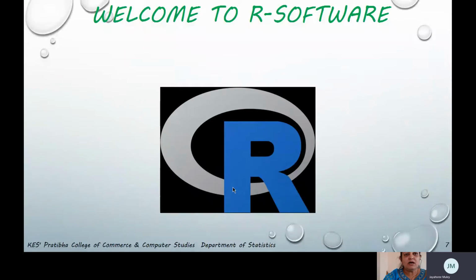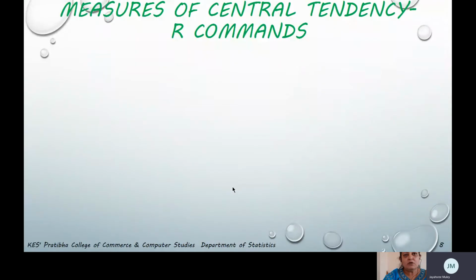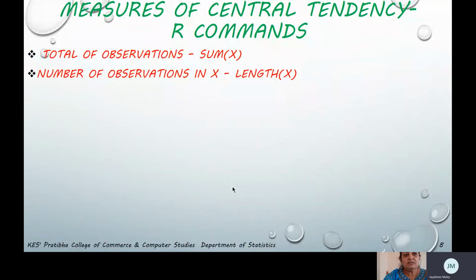This is the logo for the R software, which you can download from the internet; it is available as a free download for Windows. So first we will see the measures of central tendency R commands. The basic commands required are total of observations, that is sum of x, number of observations in x, that is the length of x, and logarithm to the base 10, log10 of x, which is useful for the geometric mean.